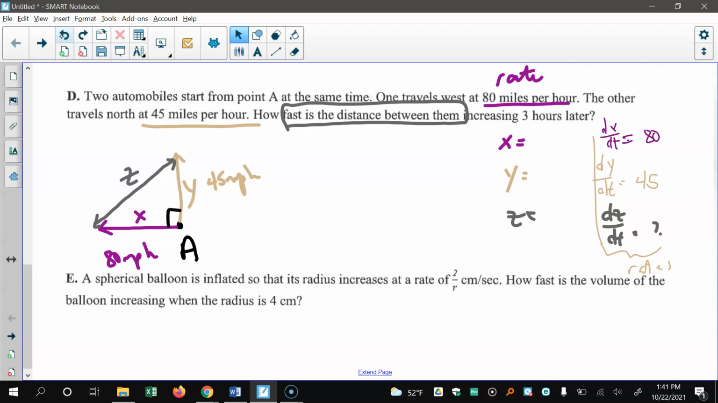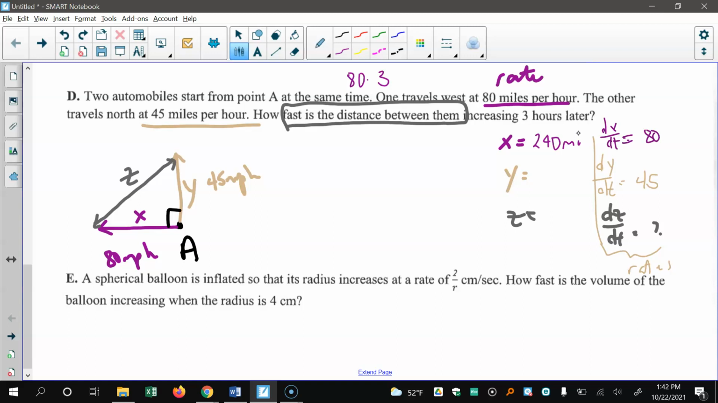I don't have X and Y explicit values there, but what I could do is find them. It says that the automobile traveling west is going 80 miles an hour, and they want to know 3 hours later. So what we can do for X is multiply 80 times 3, because 80 times 3 gets us 240. That's where that automobile is, 3 hours later from point A. X is 240 miles away from point A.